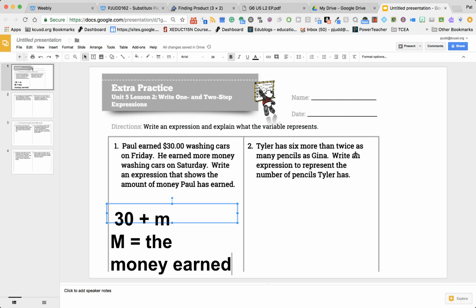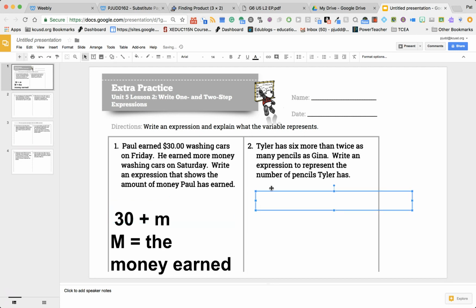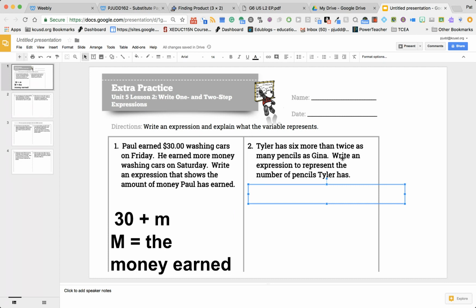And twice as many pencils as Gina. And that's what I need to write first, is the expression that's going to show twice as many pencils. If it's twice, I know that's multiplying by 2. So I'm going to have 2 times, I'm going to put P for pencils. And Tyler also has 6 more than twice as many pencils as Gina.